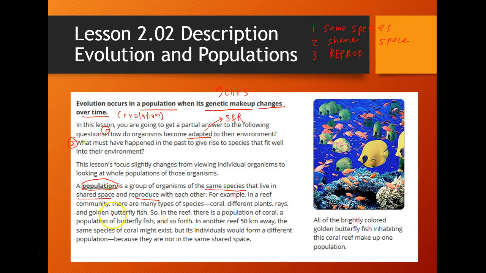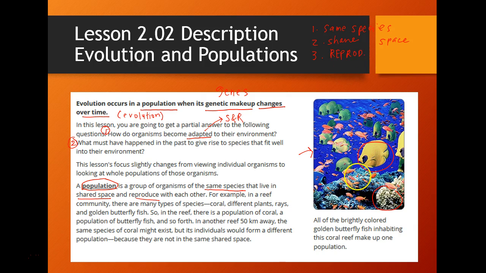Okay, so we see here that those are three characteristics of a population. It's really important to remember that throughout this lesson. So an example is that if we look right here, this is an example of a reef community. So there are many things. We have coral right here. We have different types of fish. And obviously other types of organisms in this area. However, a population, remember, has to be the same species in the same space, and they have to reproduce.